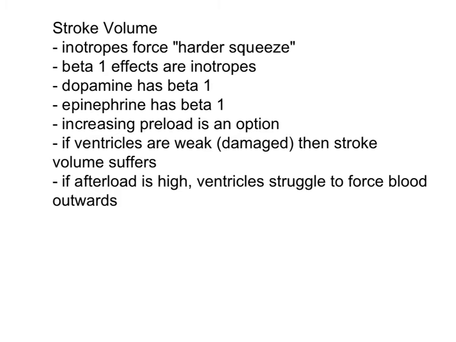If the ventricles are weak and damaged from MIs and other disease processes, then that stroke volume is going to suffer, and there's probably a limitation to how much stroke volume we can actually get out of that weakened heart, and so we'll have some limitation on how much we can improve perfusion by increased stroke volume when the ventricle is damaged. And then also, if that ventricle is pushing against high pressure, if there's a high afterload, a lot of vasoconstriction on the arterial side, those ventricles are going to struggle to force blood outwards.